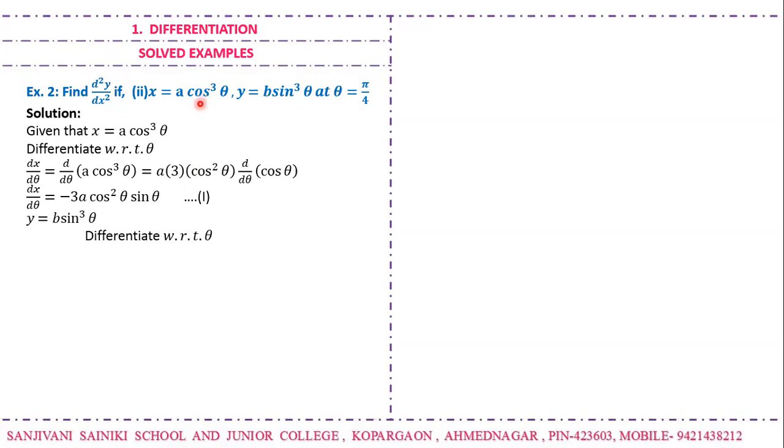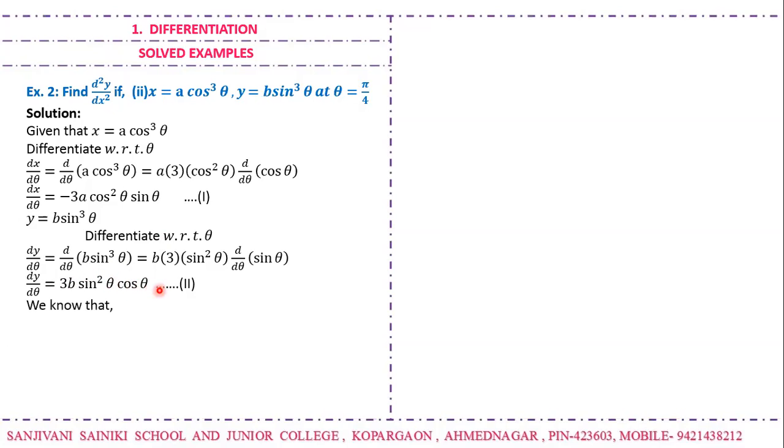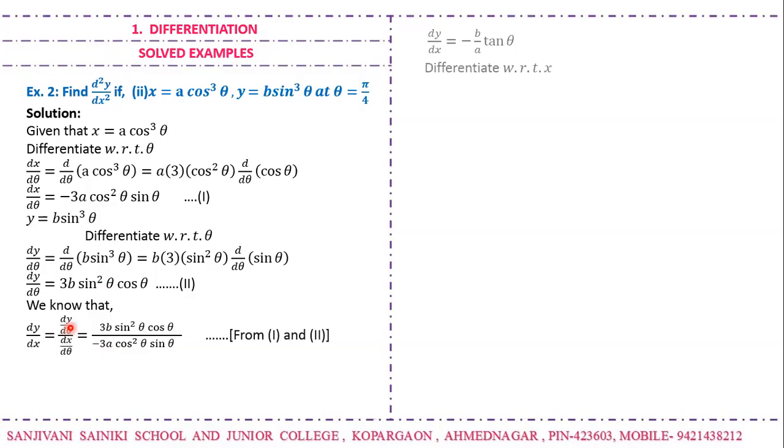Similarly, differentiating y with respect to theta, on the same line, you will get 3b sin square theta into cos theta. Now, using the parametric differentiation, we get the derivative as minus b by a tan theta. We have to differentiate this with respect to x. So d by dx of dy by dx is minus b upon a, which is constant, and d by dx of tan theta. But here there is no theta.